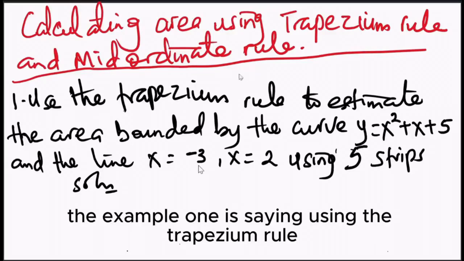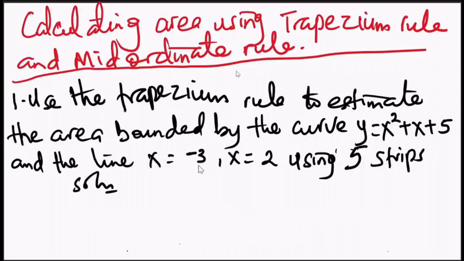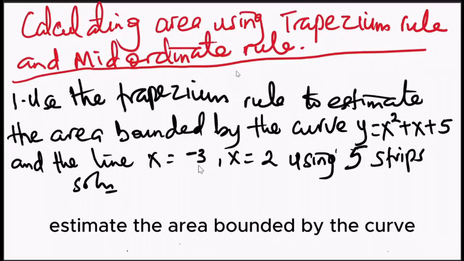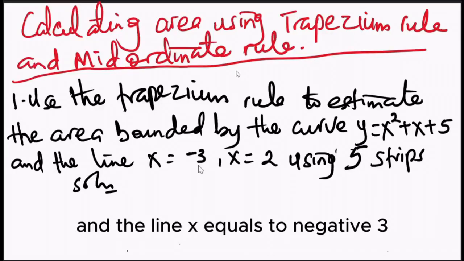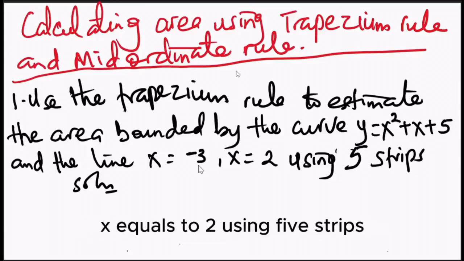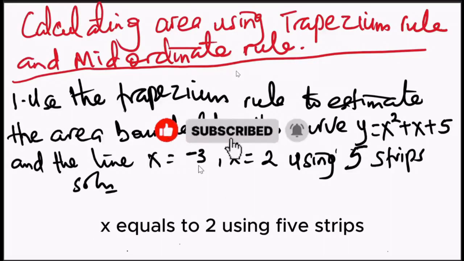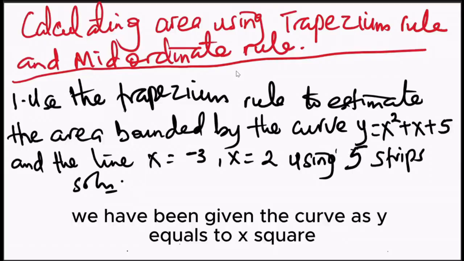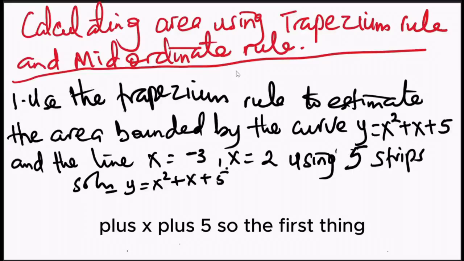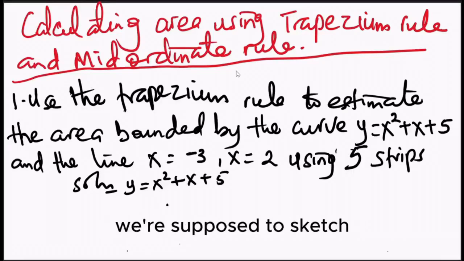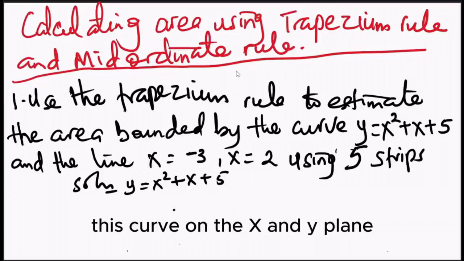Example one says, using the trapezium rule, estimate the area bounded by the curve y equals x squared plus x plus 5 and the lines x equals -3, x equals 2 using 5 strips. So we have been given the curve as y equals x squared plus x plus 5. The first thing we are supposed to do is sketch this curve on the x and y plane.